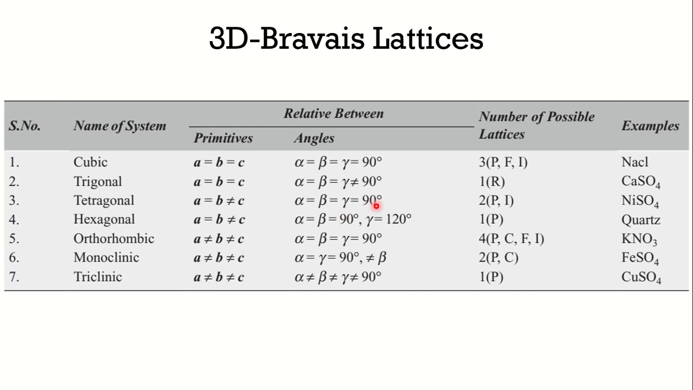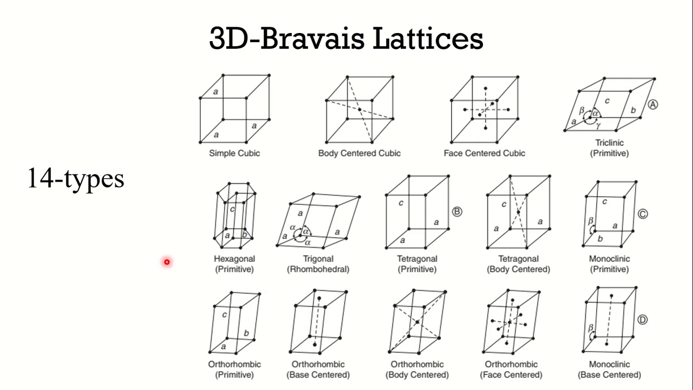Then the maximum types of Bravais lattices are found in the orthorhombic system, in which a is not equal to b not equal to c and all the angles are 90 degrees. Here are a few examples of materials which crystallize in these structures. For example, NaCl crystallizes in cubic structure, CaCO3 crystallizes in trigonal structure, and so on. These are the 14 types of structure.